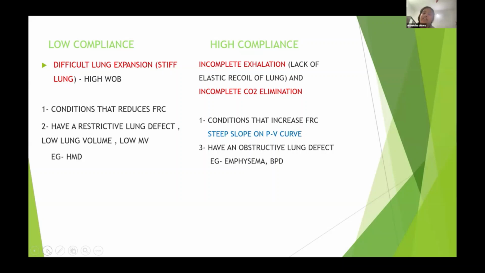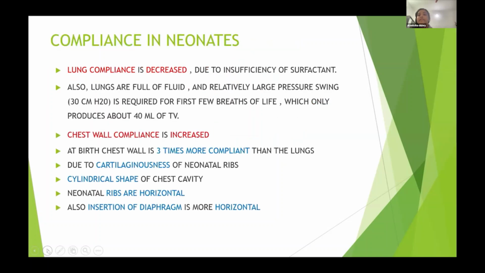So low compliance is seen in conditions that reduce FRC and have a restrictive lung defect, whereas high compliance is seen in conditions that increase FRC and have an obstructive lung defect. Classical examples are HMD or RDS for low compliance and emphysema or BPD for high compliance. Next, please.